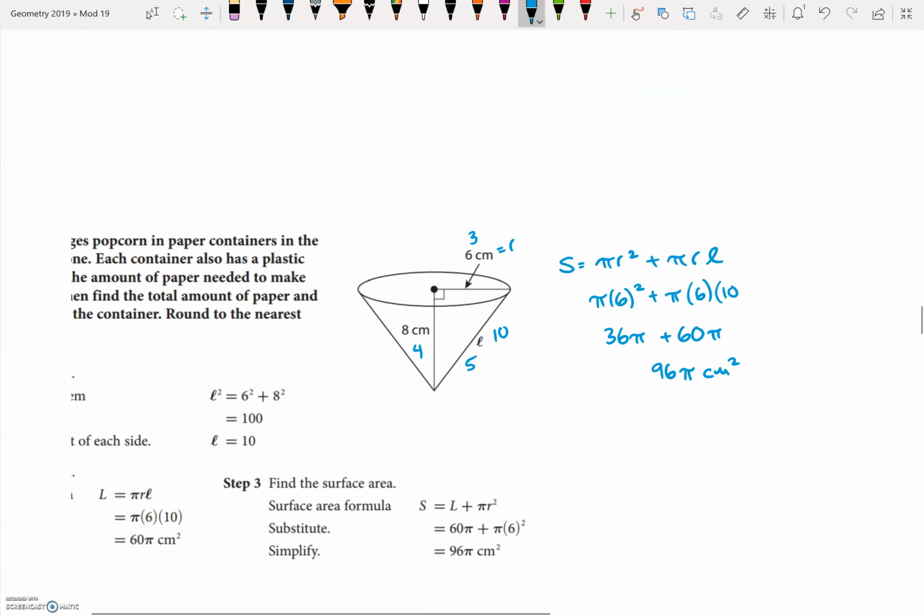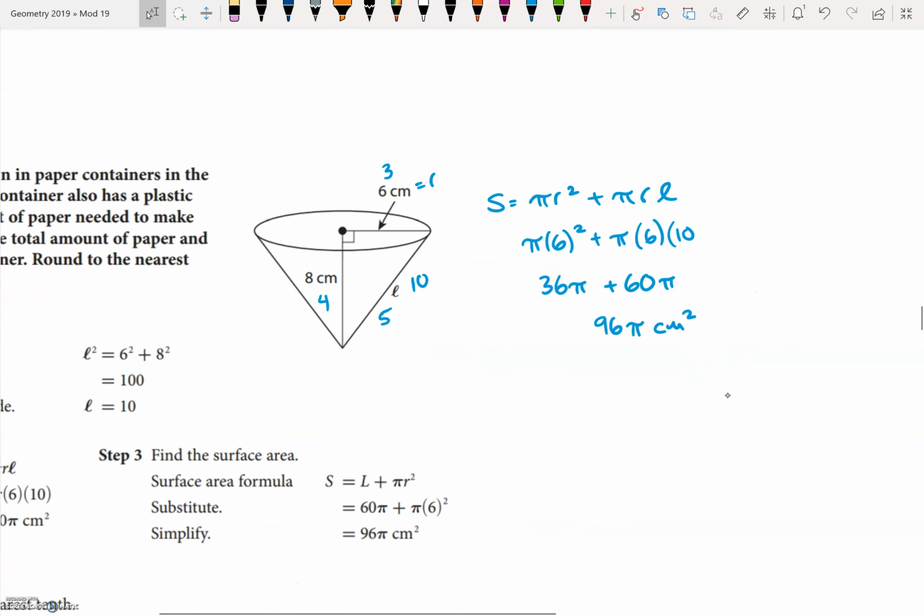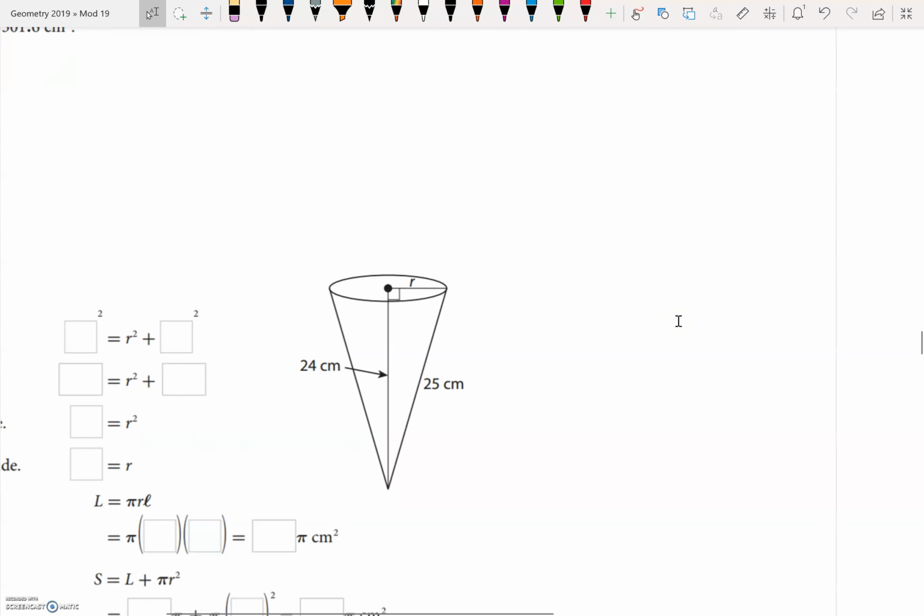I don't know if they want us to round to the nearest tenth. It does say round to the nearest tenth, but you guys can do that yourself. Just take 96 and multiply it by 3.14, or multiply it by pi, and you can round.